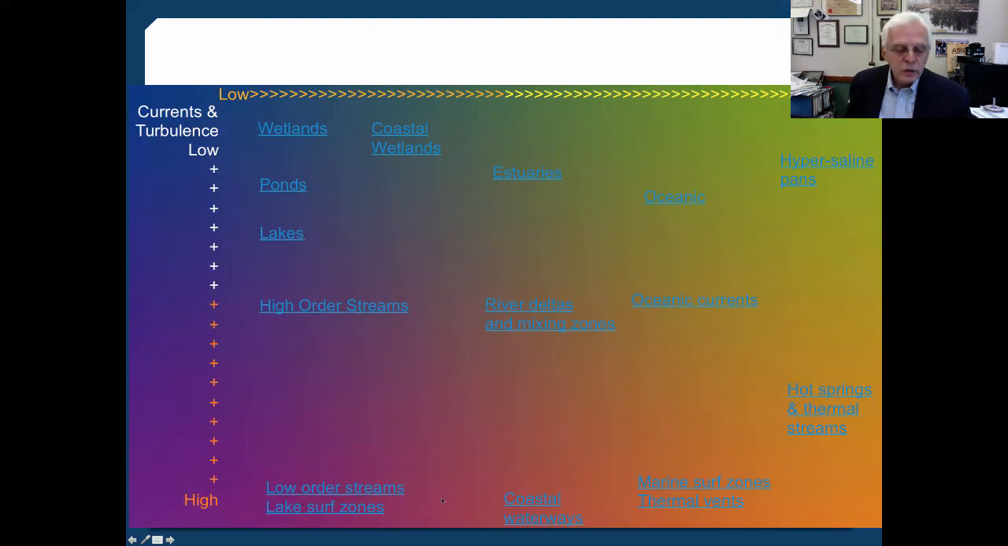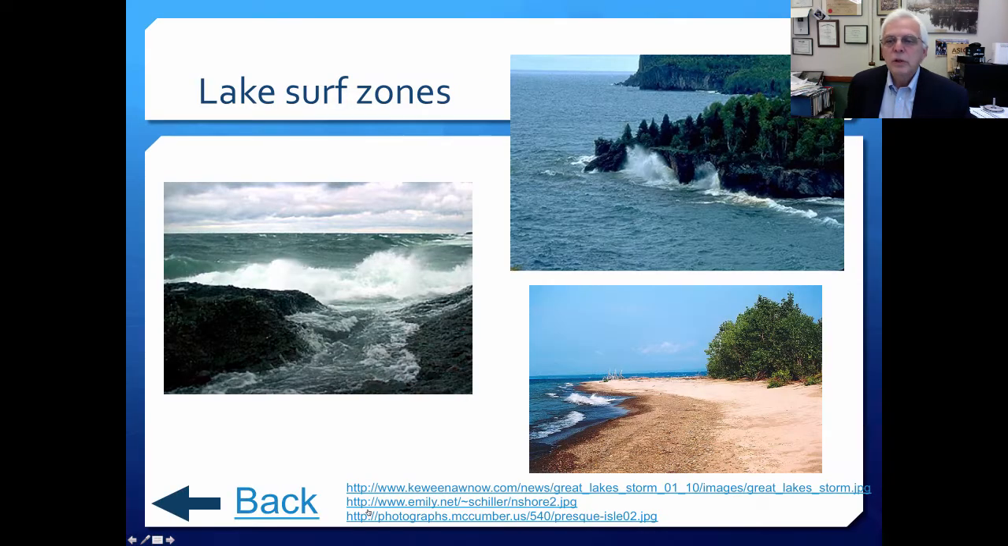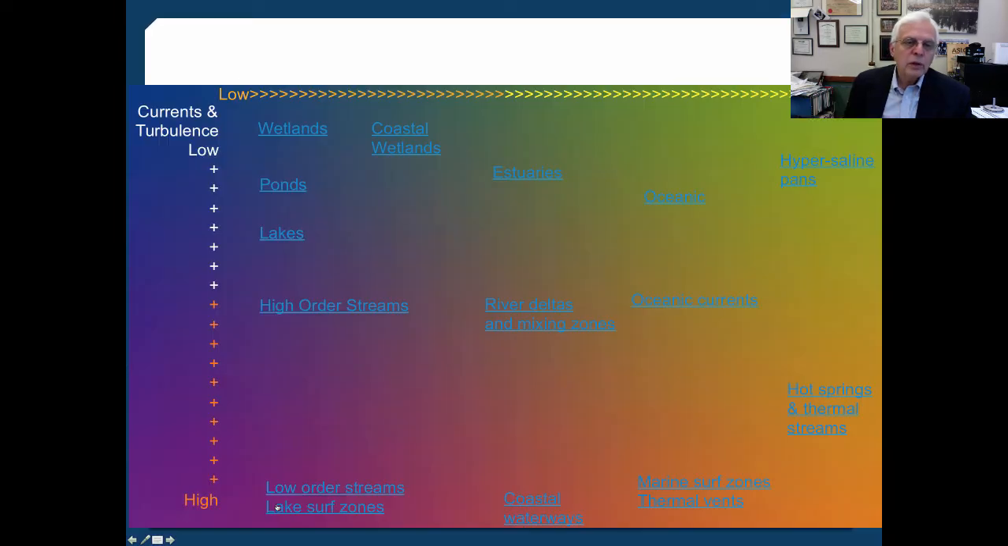Moving even higher in turbulence, we go to lake surf zones. Here you see some beautiful photos of Lake Superior, a very strongly wave-washed shore with physical factors. The water is very fresh, but the physical factors are driving a lot of the kinds of organisms that can live there. These can be very dynamic and very dangerous for boating and so on. They tend to have a lot of turbulence. So we've gone now in freshwater systems from the wetlands all the way to the lake surf zones, staying in the fresher waters, but moving up in turbulence.